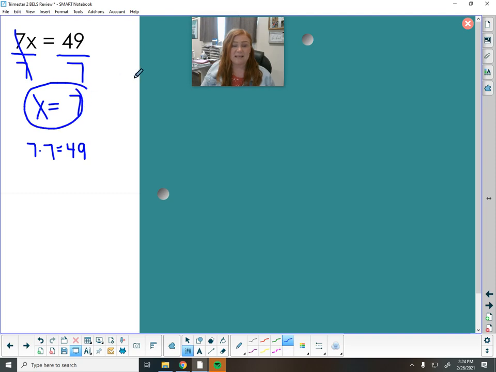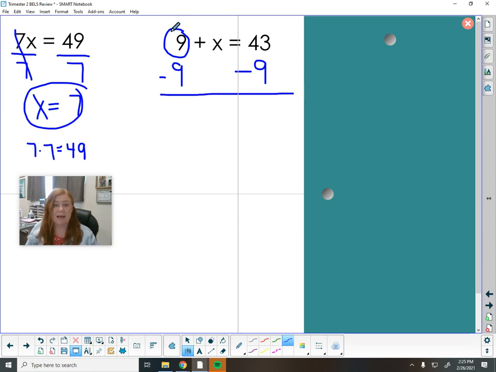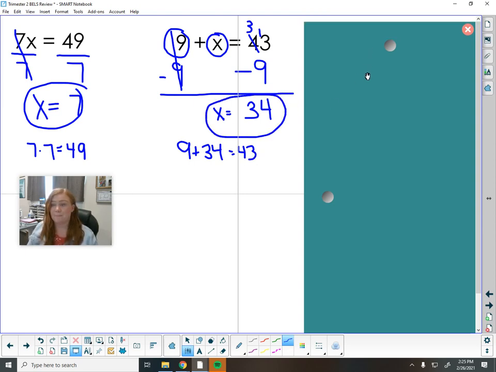So x is 7. Our next one says 9 plus x is 43. We want to get x alone. We have a positive 9 here, so we're going to take that away on both sides. And so 9 minus 9 is 0, so we're just left with an x. 43 minus 9, so we need to borrow. 13 minus 9 is 4, and a 3. X equals 34. 9 plus 34 equals 43. So that works. X is 34.